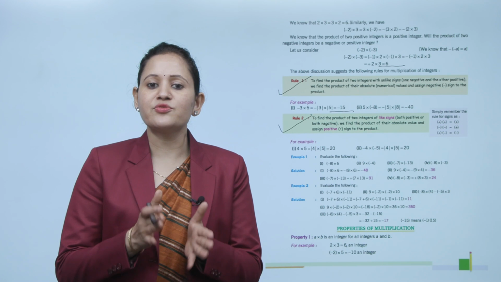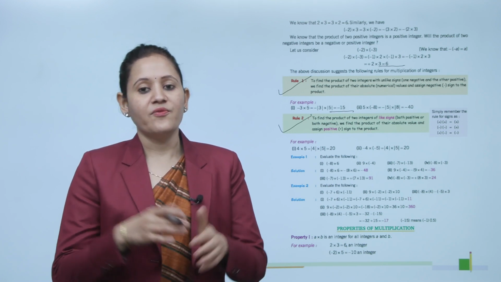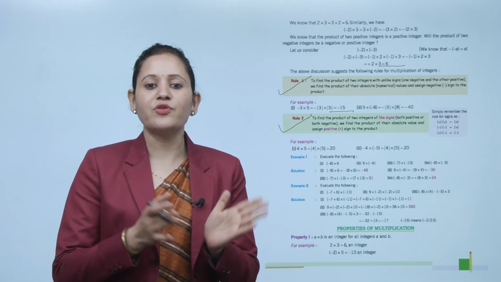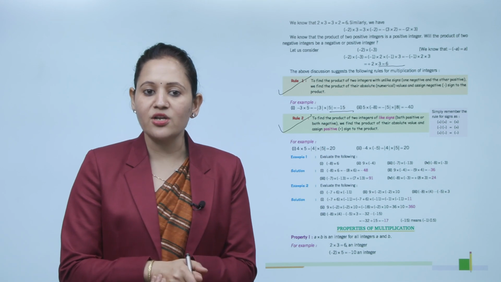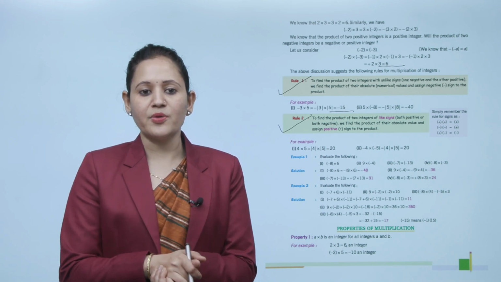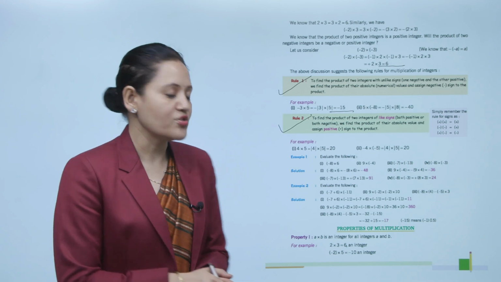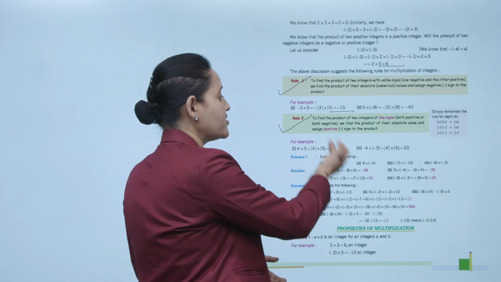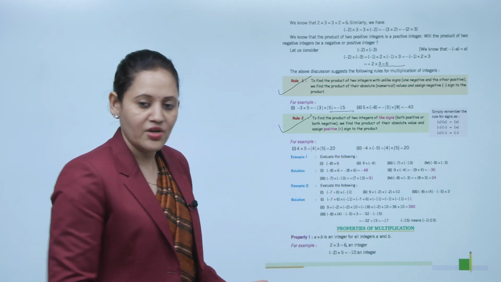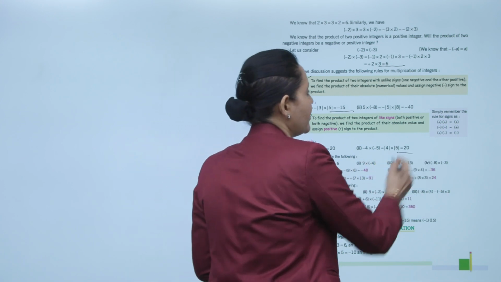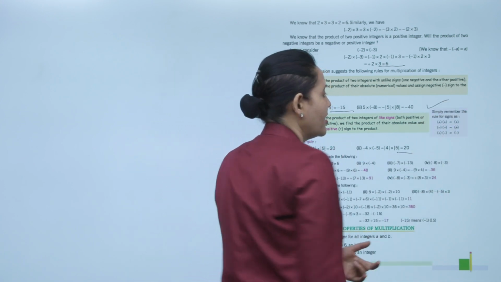To find the product of two integers with like sign, both positive or both negative, we find the product of their absolute values and assign the positive sign to the product. For example, 4 into 5 equals 20. -4 into -5 is also equal to 20. So simply remember this rule.